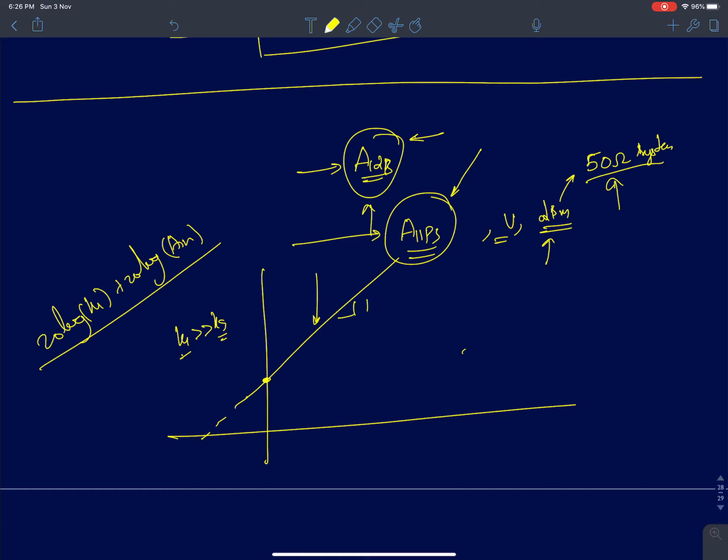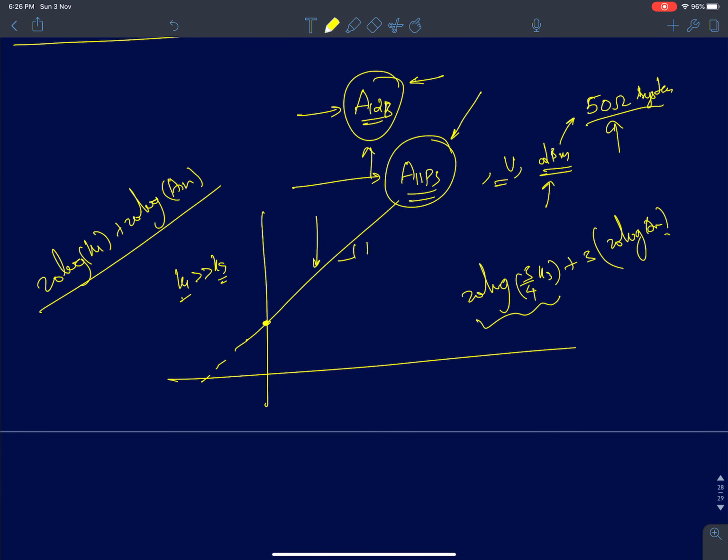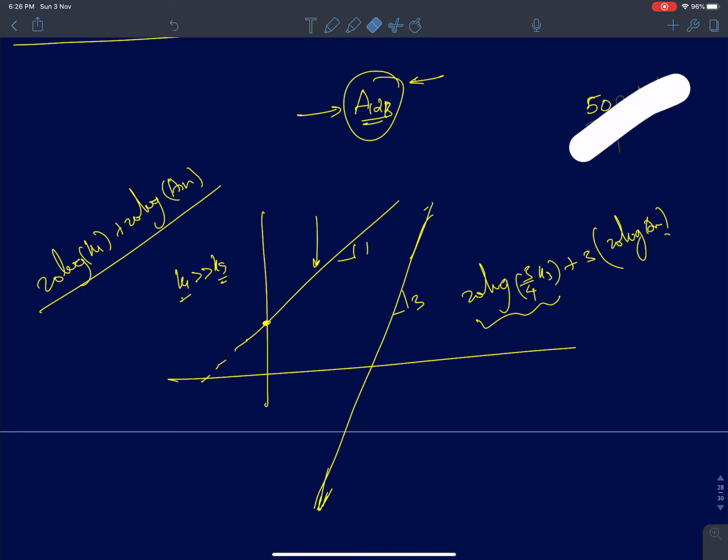Now the other term is 20 log of 3 by 4 K3 plus 3 into 20 log of A in. It's actually 60 log of A in, I am just writing it as 3 into 20 log of A in. This is the starting point. If this is very low, then it will start from a very low value, and eventually collide with the other line somewhere. At IIP3, these two values will collide.